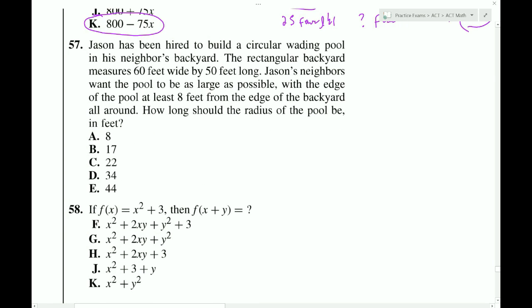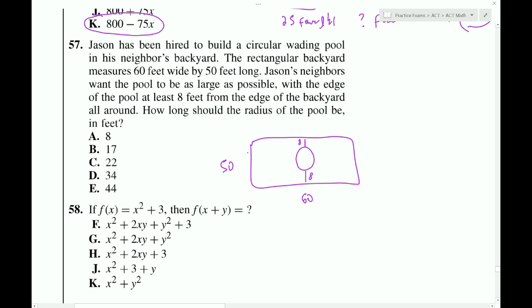Jason has been hired to build a circular wading pool in his neighbor's backyard. The rectangular backyard measures 60 by 50. Jason's neighbors want the pool to be as large as possible, with the edge of the pool at least 8 feet from the backyard all around. So the most restricted dimension for the pool is going to be this vertical. Alright, so we need to leave 8 feet here, and also 8 feet here.